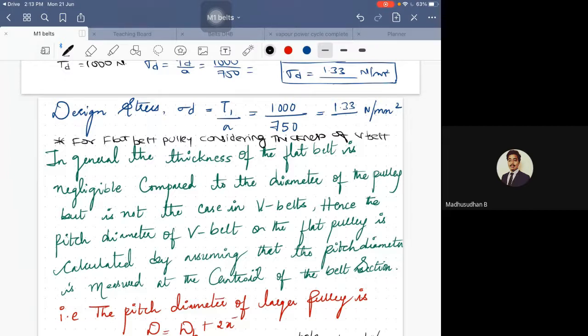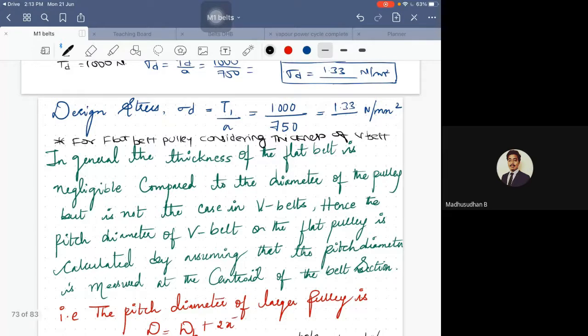The original has a detailed explanation of the facts. I have just a simpler thing to mention in your answer sheet. For a flat belt pulley, you are considering the thickness of the V belt. How are you considering? By considering the centroid of the trapezoid. I hope there are masters of mechanics of machines here. I want you to calculate the centroid of the trapezoid. How many of you know how I calculate the centroid of a trapezoid?